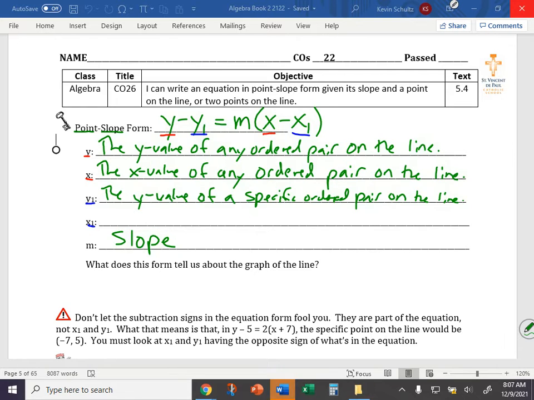So the difference between y and y1 is that any ordered pair that's on the line can be plugged in for y. Y1, though, has to be a specific point. That's why it's called point-slope form. It gives you a point, and it gives you the slope. And then x1 would, of course, be the x value of a specific ordered pair on the line.